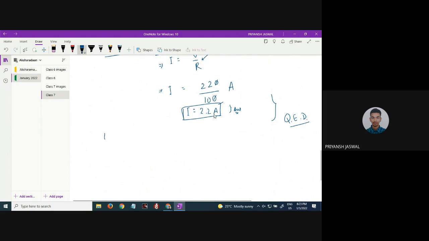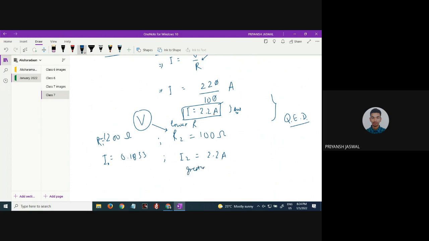So we can see for 1200 ohm the current was 0.1833 ampere, and for the electric heater, that is the 100 ohm device, current came out to be 2.2 ampere. For the same voltage source, lower resistance has greater current value, and higher resistance has lower current value.